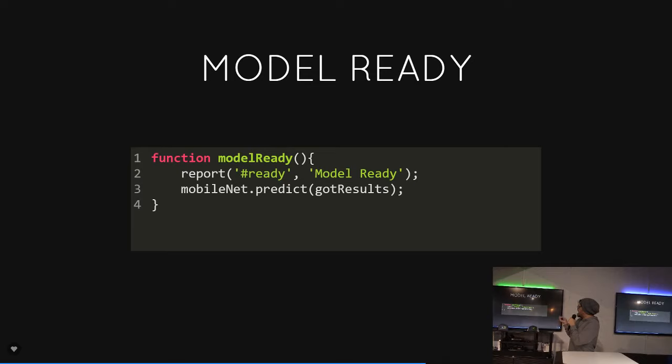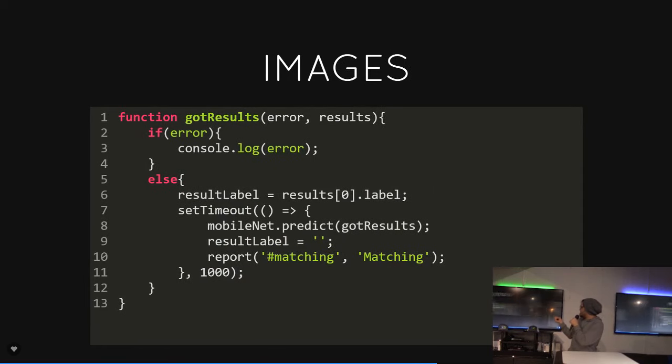The model gets going and it just reports out that it's ready into the console or wherever I put this. And then it starts to predict. Every predict is a callback function with its prediction, and that's got results. You can see it there in the predict. And then I console out if there's an error. Otherwise, I'm going to get the label that it's predicting.